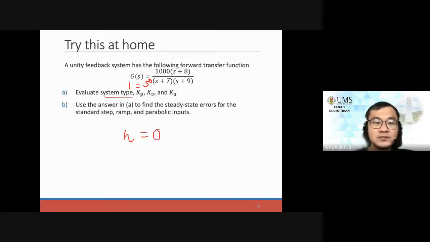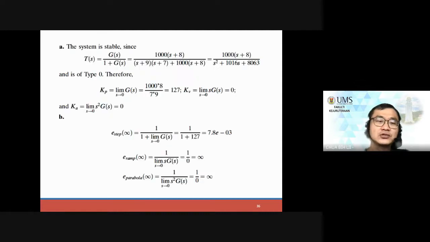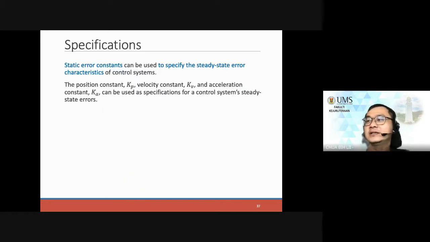And from there onwards, you can start to do the typical calculations based on the formulas given for Kp, Kv, and Ka, which refer to the limits of G(s), then the limits of sG(s), and so on. So you just calculate accordingly, right? And identify what are the required output that you may need over here.